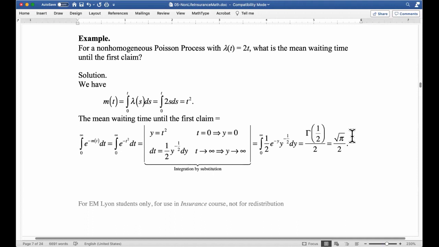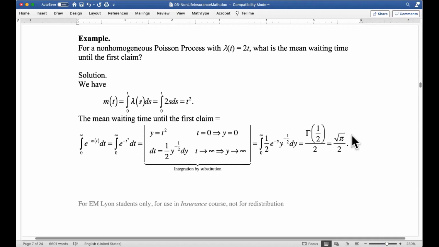Well, we do integration by substitution. We take y equal to t squared. When t is 0, y is 0. When t goes to infinity, y goes to infinity. And for the derivative, t is equal to square root of y, so dt is equal to 1 over 2 square root of y dy. So we plug it in, and we end up with the integral from 0 to infinity of 1/2 e to the minus y, y to the negative 1/2 dy.